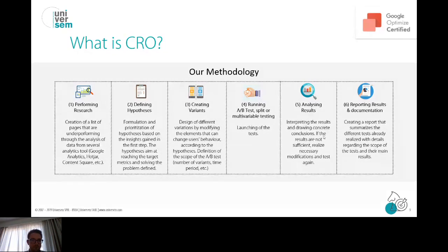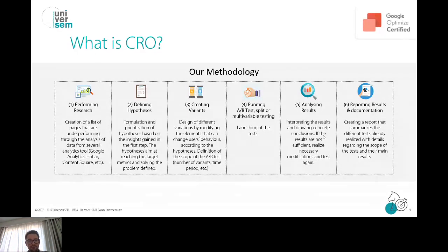So first step, performing research. And you can perform research using Google Analytics, but also some other tools, for example, Hotjar, Content Square, that will allow you to record visitors in real time and to see if some parts of your website are not obvious, I would say, and that could be improved. I will show you a concrete case with an example after, and we will do the test together actually to show you how to find some elements.